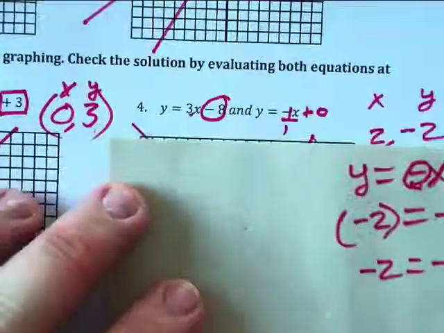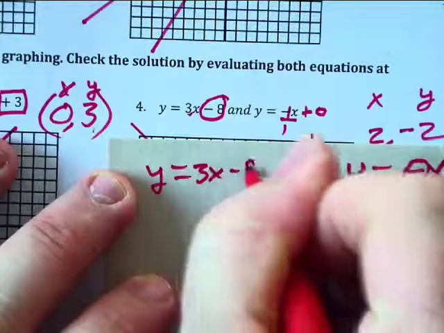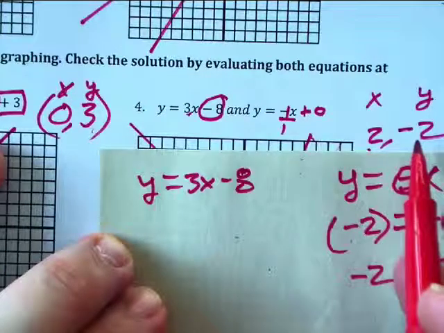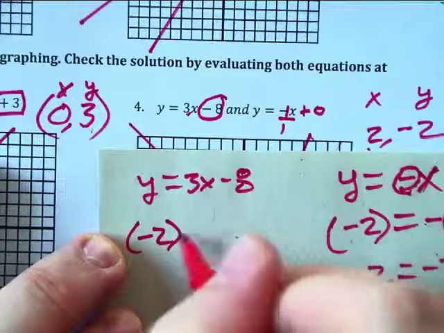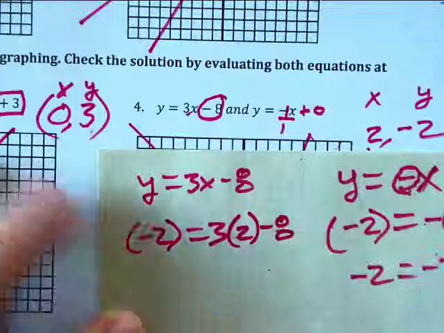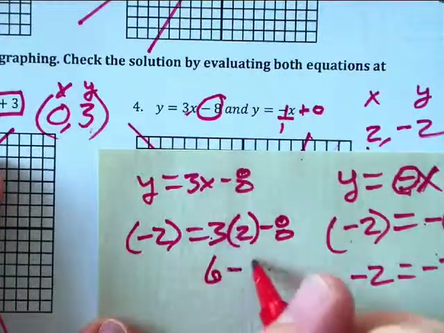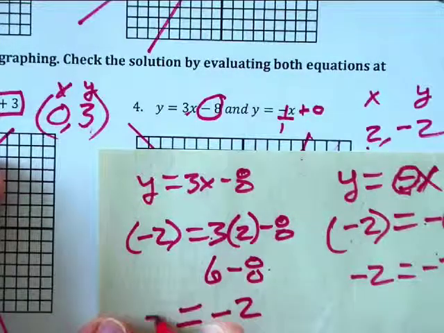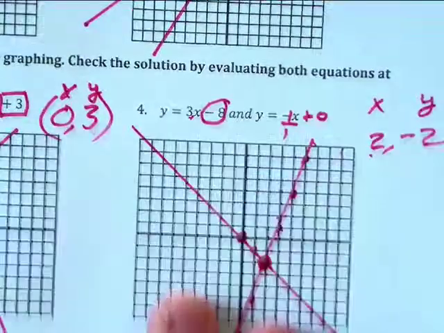Okay, with the same thought, y equals 3x minus 8. We're going to plug it in. We still remember y is negative 2 and x is 2. So negative 2 equals 3 times 2 minus 8. Now let's simplify. 3 times 2 is 6. 6 minus 8 is negative 2. Does negative 2 equal negative 2? And the answer is yes, it does. So we checked our answer and we know it's right.